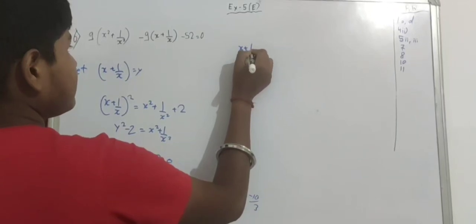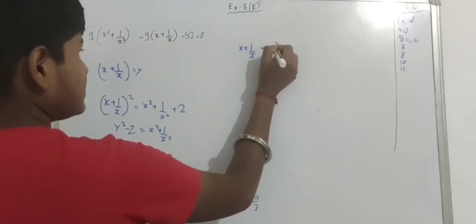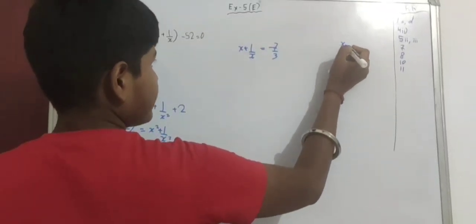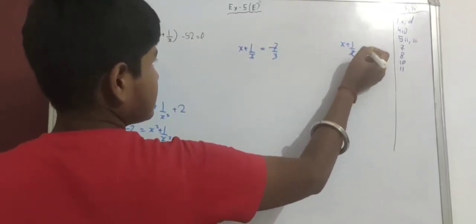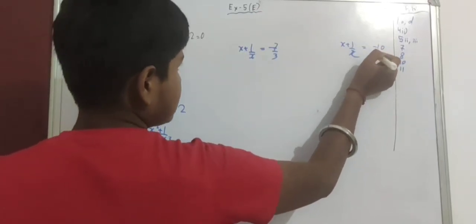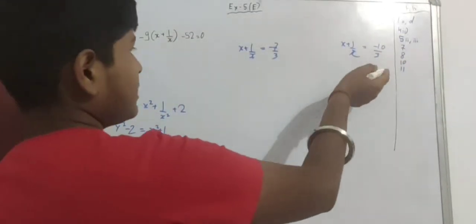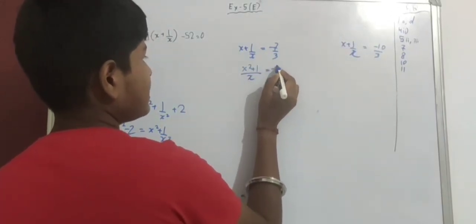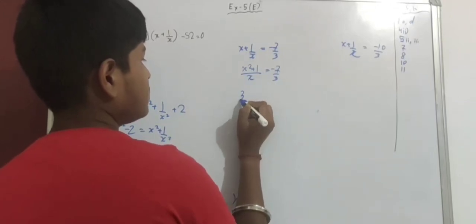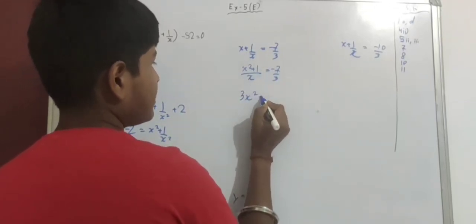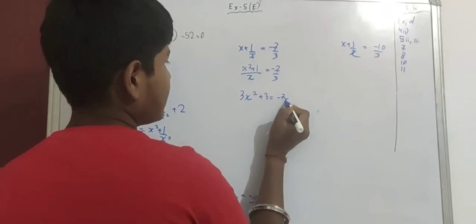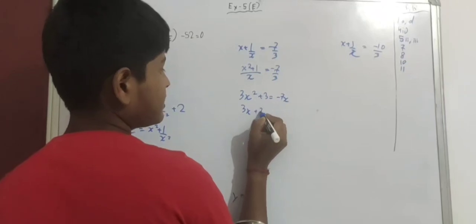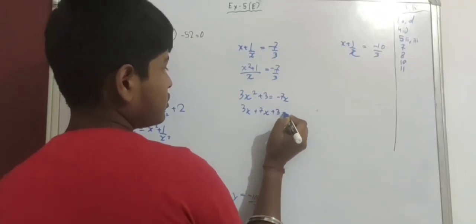So x plus 1 by x is equals to minus 7 by 3 and x plus 1 by x is equals to minus 10 by 3. So take LCM and then cross multiply. We have x square plus 1 by x is equals to minus 7 by 3. 3 into our part, we have 3x square plus 3 is equals to minus 7x. So 3x square plus 7x plus 3 is equals to 0.